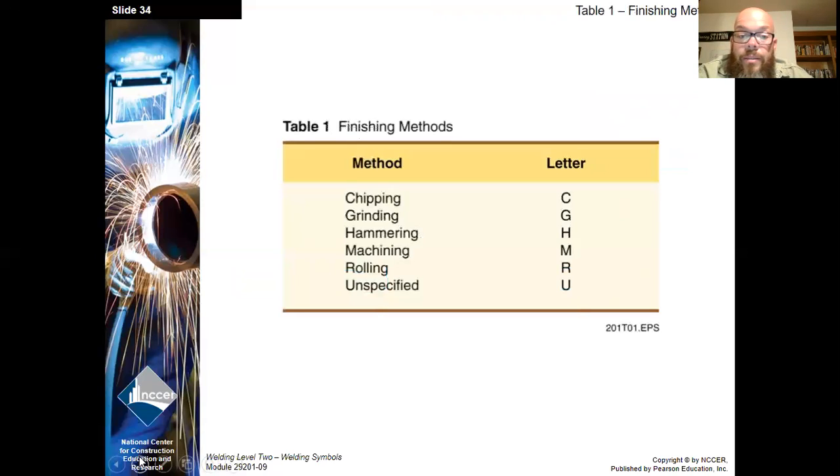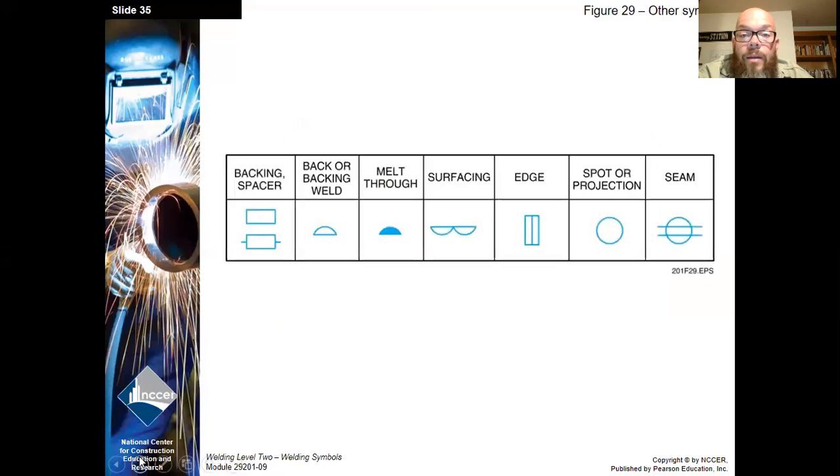Okay, finishing methods. If we looked on the previous slide, it had a G for grinding, but it could also be chipping, hammering, machining, rolling, or it could be unspecified. They could just give you a finish or a desired profile that they want, and then it's up to you. Okay, here's some other symbols that you may or may not see. Identifying backer, or if there's going to be a back weld, or if you're going to have melt through, or if it's just going to be surface welds.